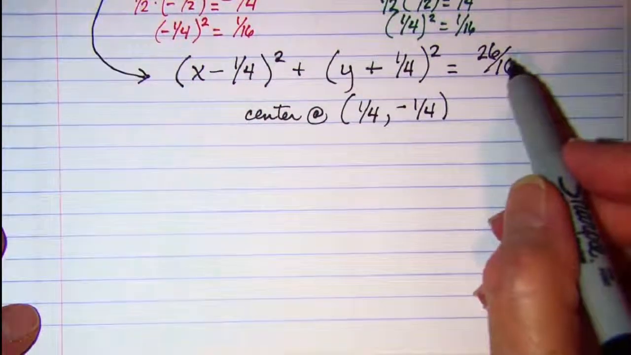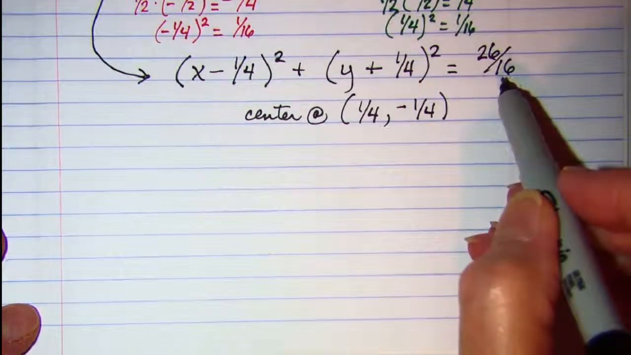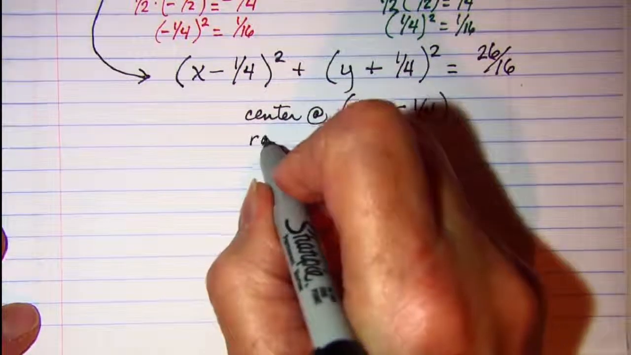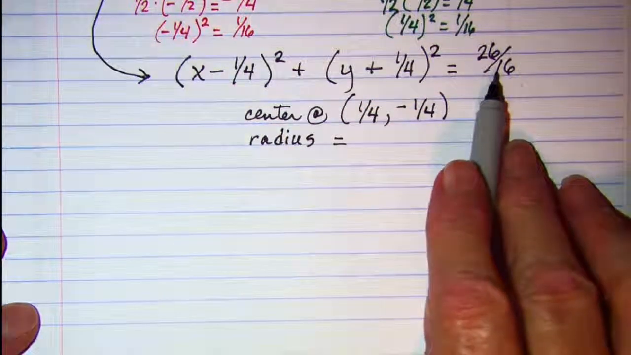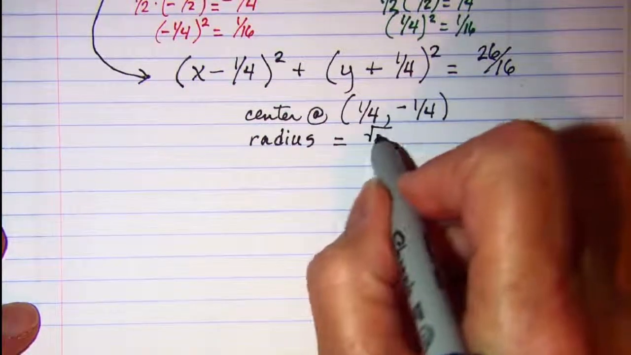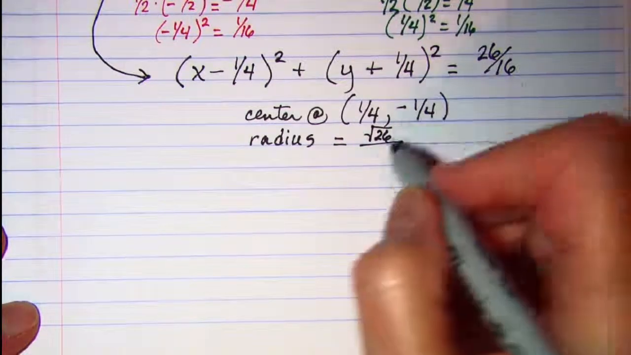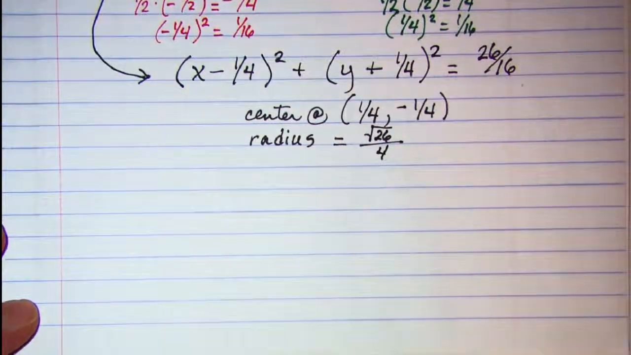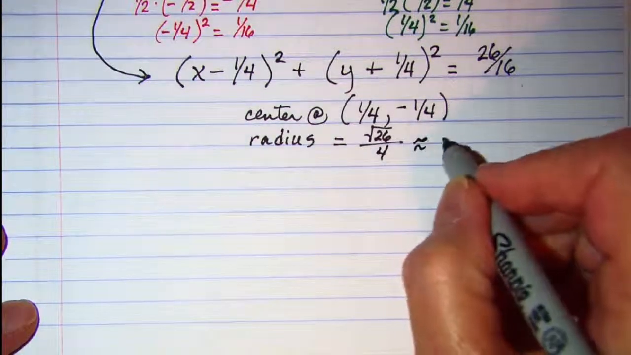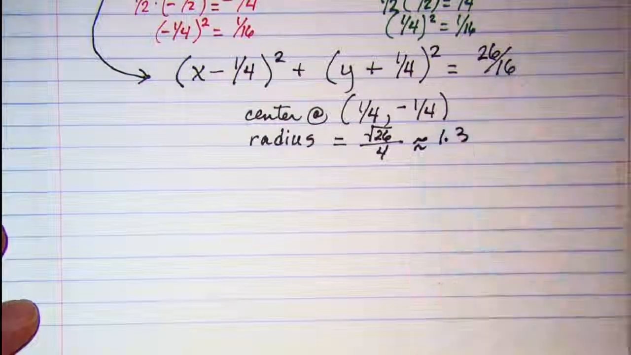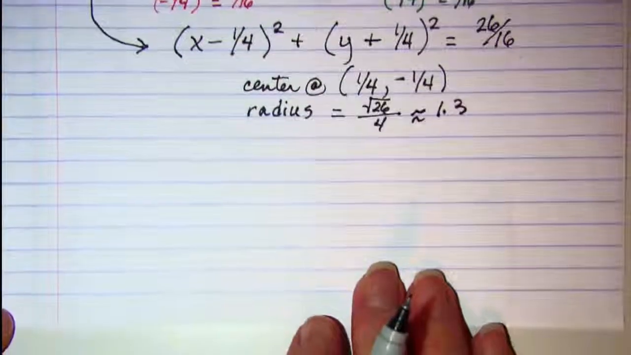And then on our standard form of our equation, on the right is r squared. So my radius needs to be the square root of this number, which is the square root of 26 divided by, and then the square root of 16 is 4. Now that number is approximately 1.3. I need the approximation so that I can graph this.